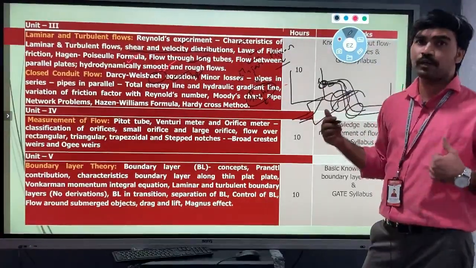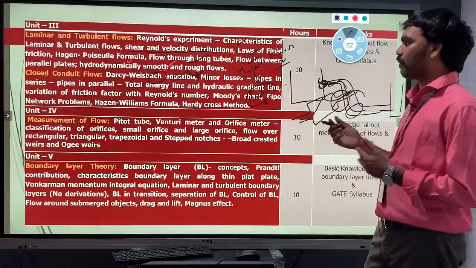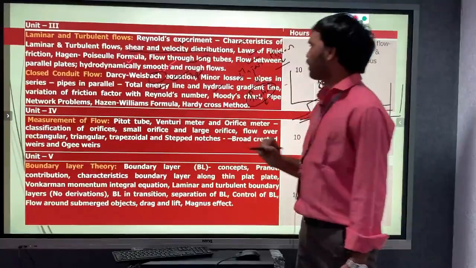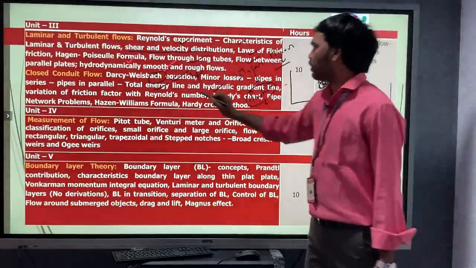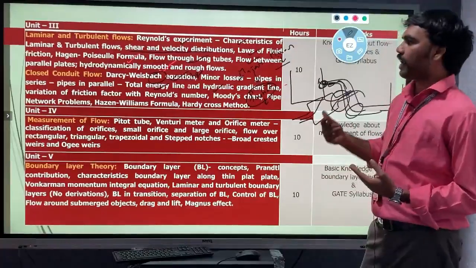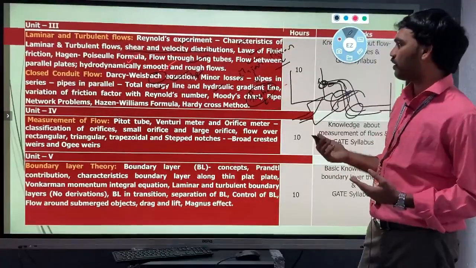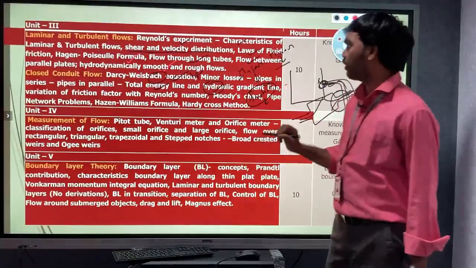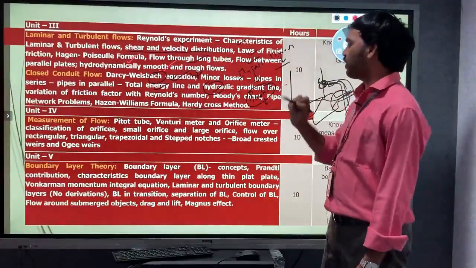We will see how to find the total head loss when the pipes are in series or in parallel, and finally we will discuss the total energy line and the hydraulic gradient line. So what is the total energy line? When you join the potential head, velocity head and pressure head, that is called the total energy line. If you consider only the potential head and pressure head, that is called the hydraulic gradient line.